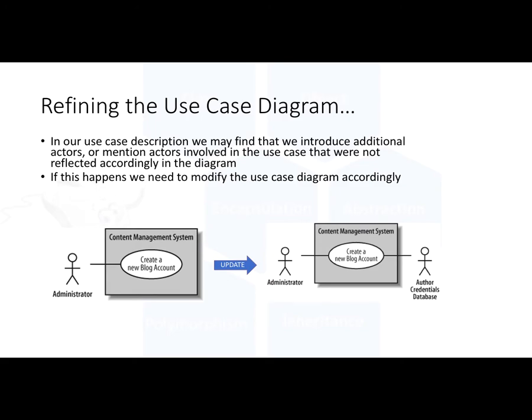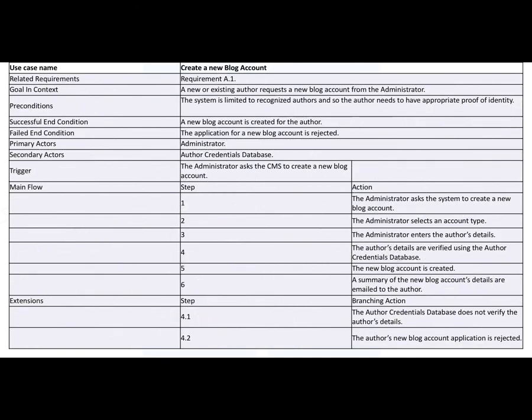Now, we need to refine the use case diagram, because while we were writing the specification for creating a new blog account, we realized that there was an external system involved. And so we add this new actor. So this was what we had before. We update it with the author credentials database. So we have the administrator and the author credentials database, and we know this is actually a secondary actor, since the author credentials database doesn't initiate.